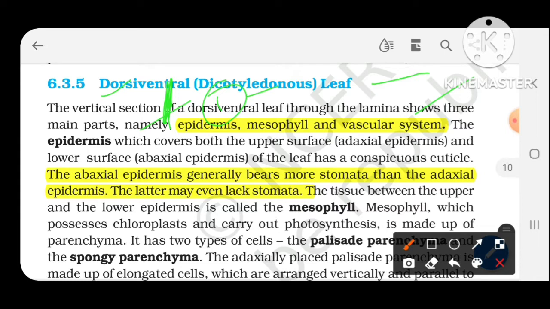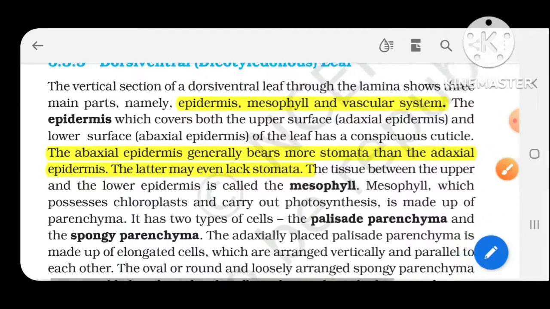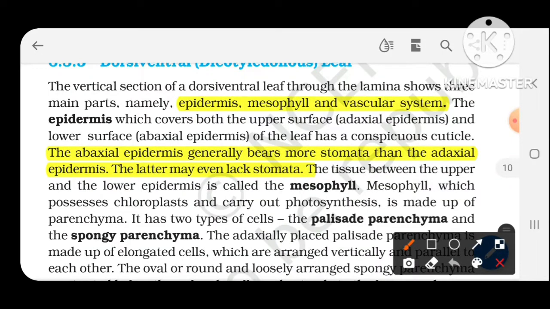Now here we will learn two important things, especially in this leaf section. The epidermis, which covers both the upper surface and the lower surface of the leaf, has a conspicuous cuticle. Means the outermost layer of the leaf, which is epidermis, is covered by cuticle, and this cuticle we can see clearly.